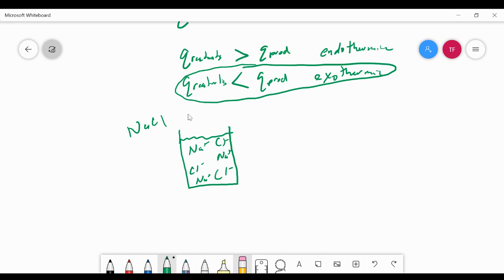Why would something dissolve if it takes more energy to break the crystal apart than is released by the ion dipole attractions of the water? And the answer there is entropy. Entropy is randomness, and we're not going to talk about entropy here. That's for a much later lesson, but that's why it could happen.